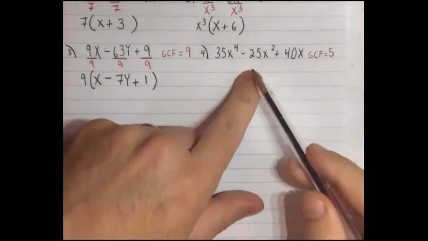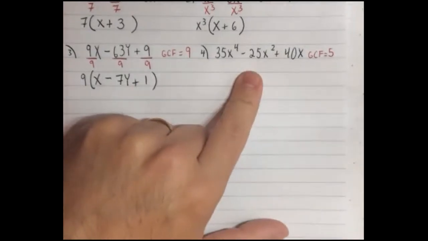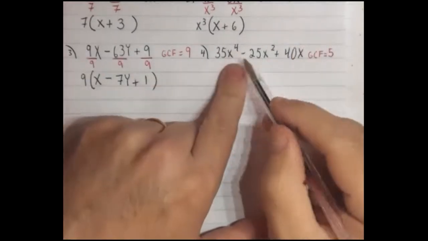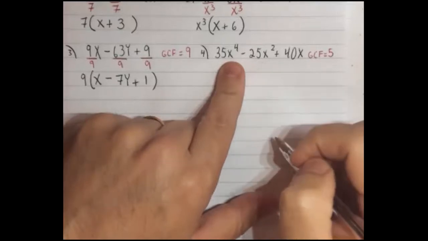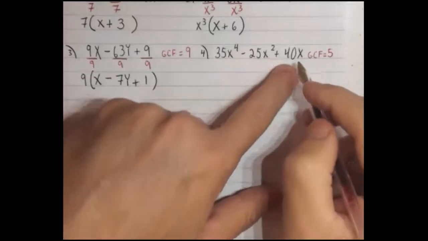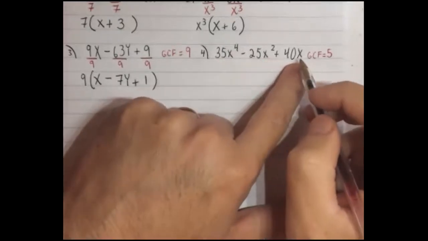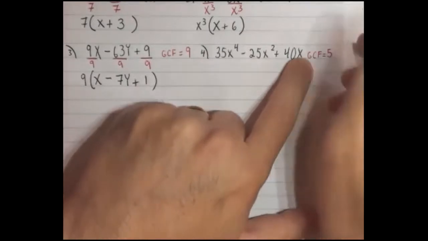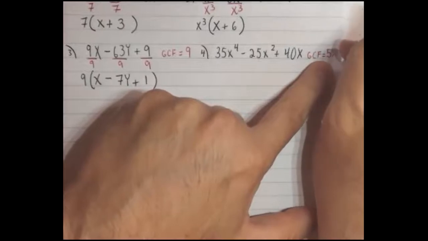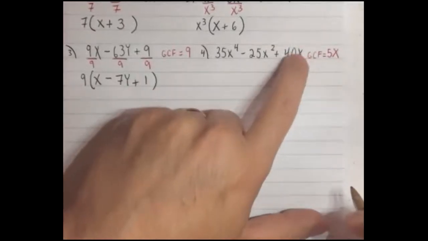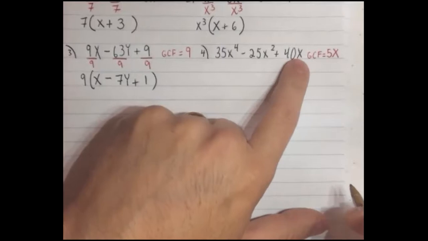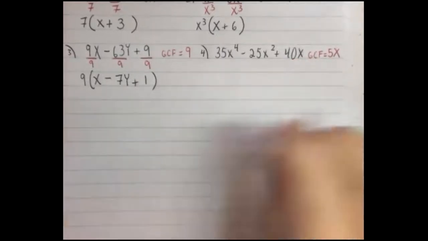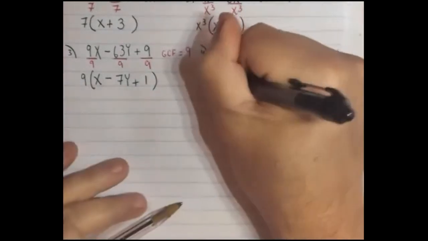And then going back to these variables, how many x's can I pull out? There's 4 here, there's 2 here, and there's 1 here. Again, I can only pull out whatever that smallest amount is, which means I can only pull out 1 x. I can't pull out x squared because there's not 2 x's here, there's only 1. Okay, so again, I can only pull out whatever that smallest amount is. So my GCF is 5x.